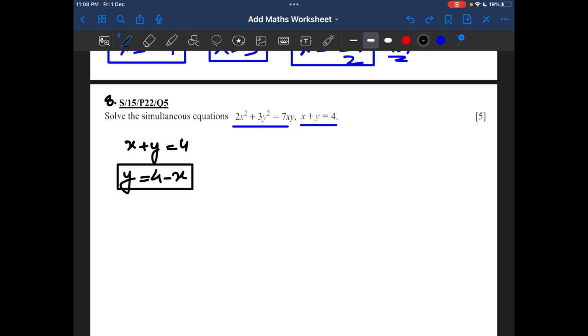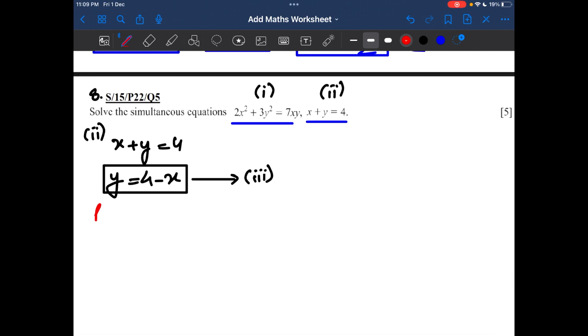I got y as the subject. Let's name this equation number 1. This is equation number 2. You focus on equation number 2. Now we got y as the subject here. Let's name it equation number 3. Now put y from 3 into 1, since we got this equation from equation number 2.